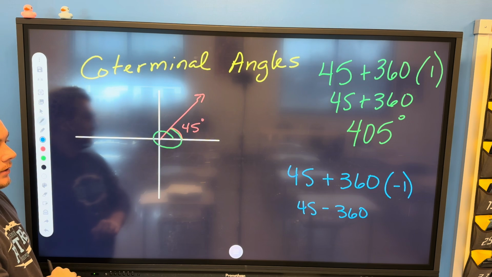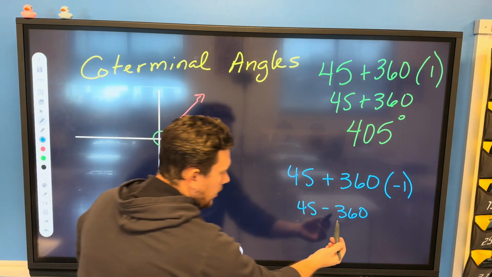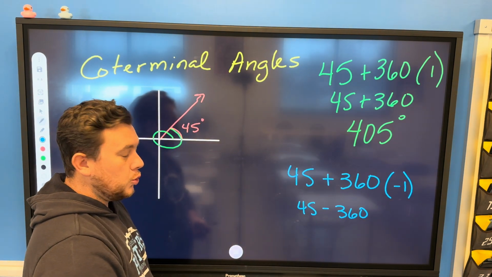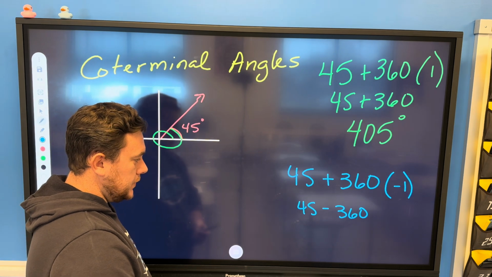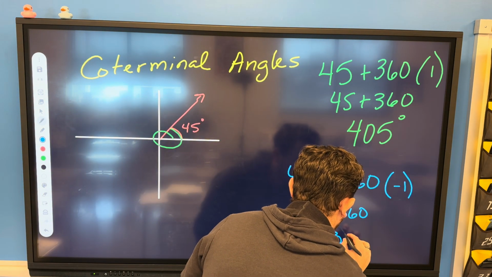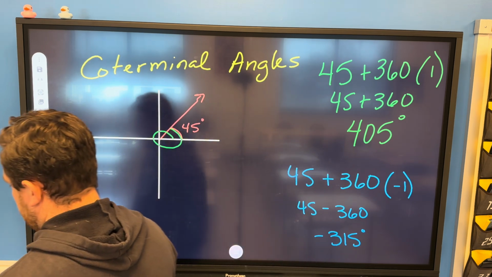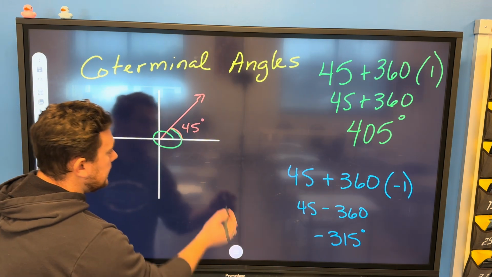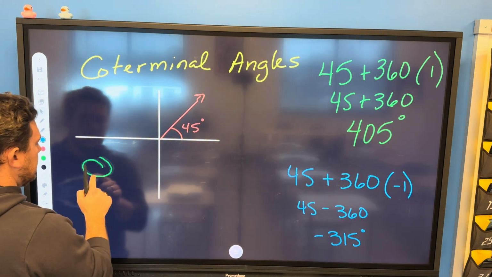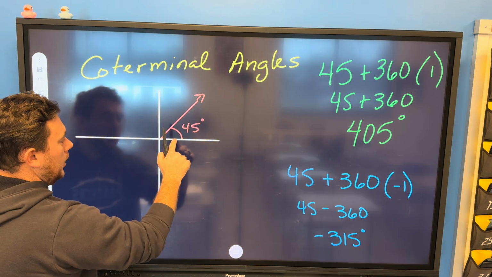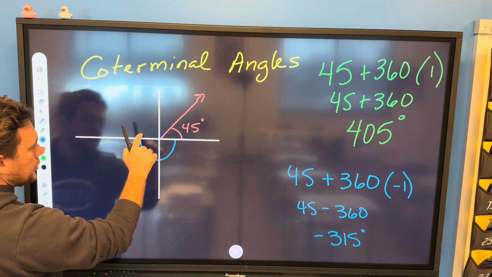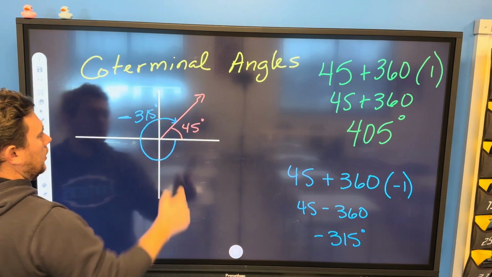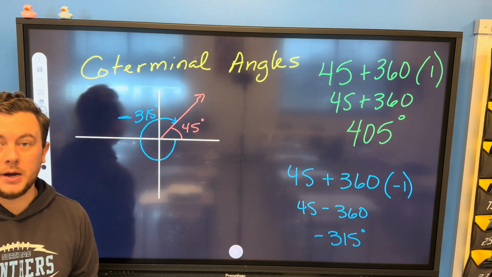So what is that measurement? -360, if we're adding a 40 to that, that would be -320. We lose another 5, so -315 degrees. Okay, and what that means is, again, if we start at that same beginning point here, and we rotate around in a negative direction 315 degrees, we end up back at that same 45 measure, okay?